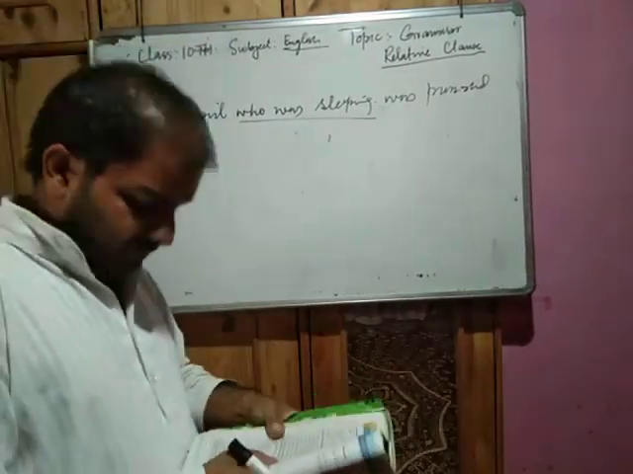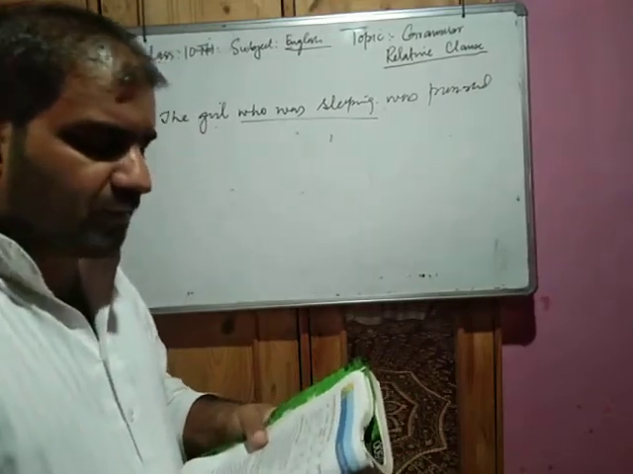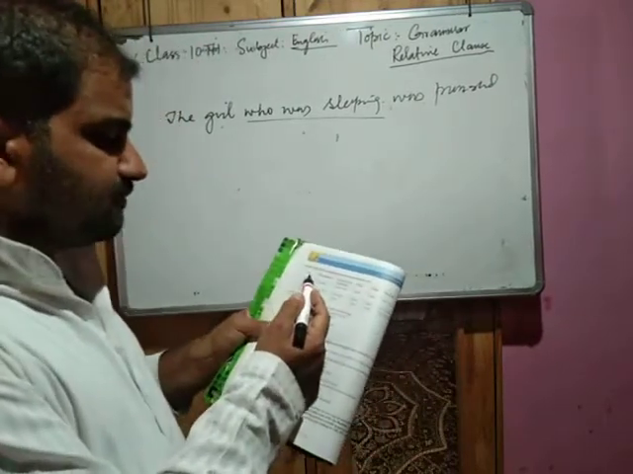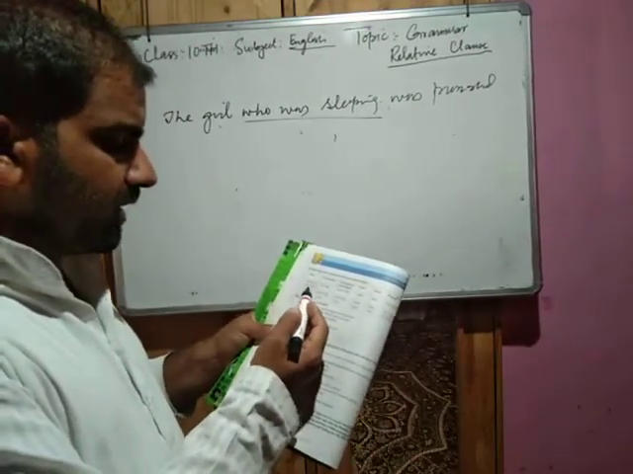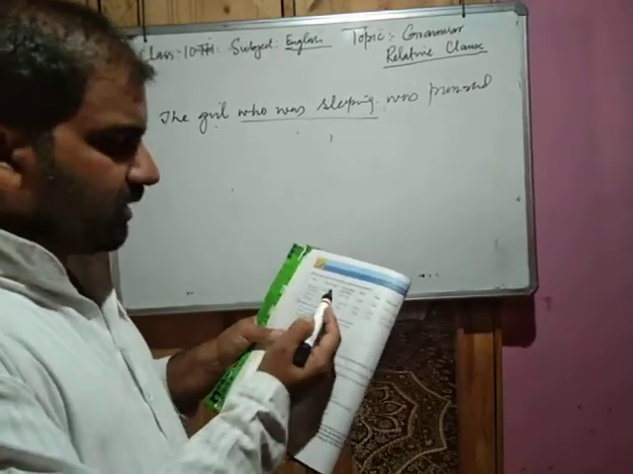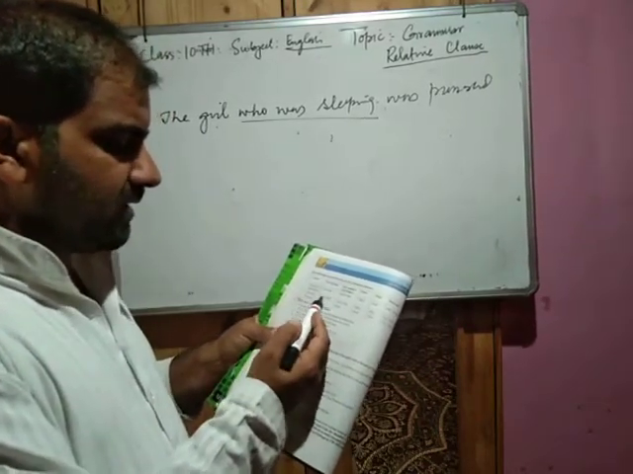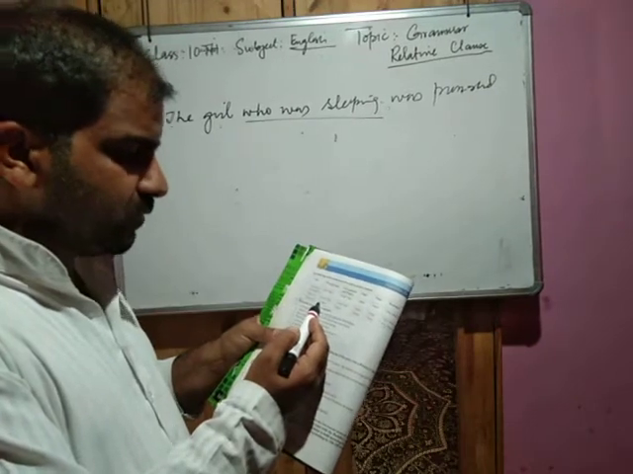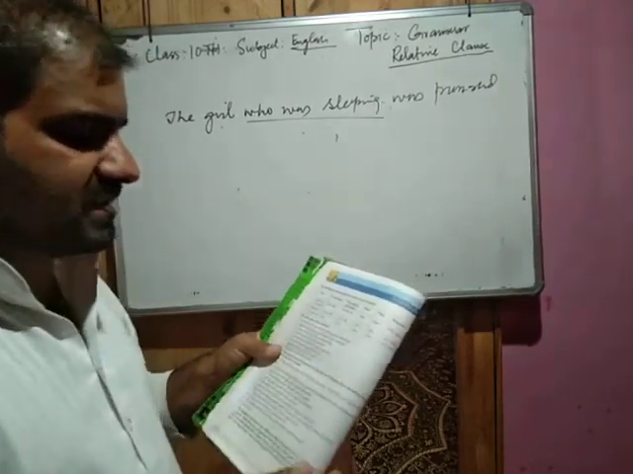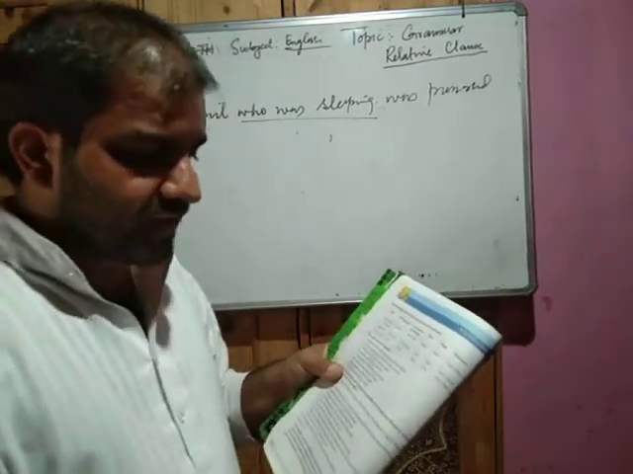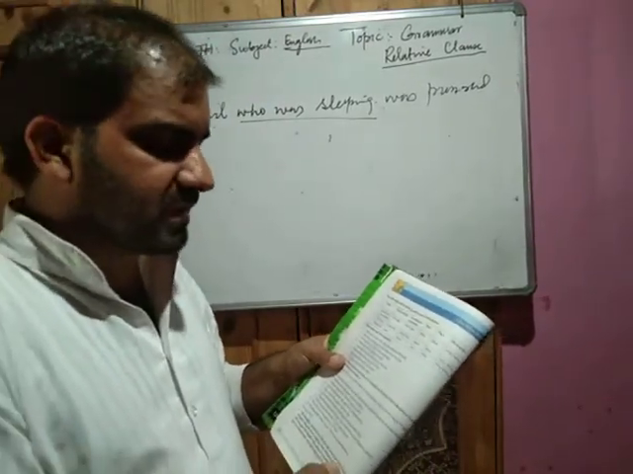Now if you look, there is a table in your book at page number 44. The following relative pronouns are used in relative clauses. There is the case: subjective or nominative, objective, possessive. For persons: who, that, whom, that, whose. Then for animals and for things we use which, that. Or in the objective case we use which, that or whose.